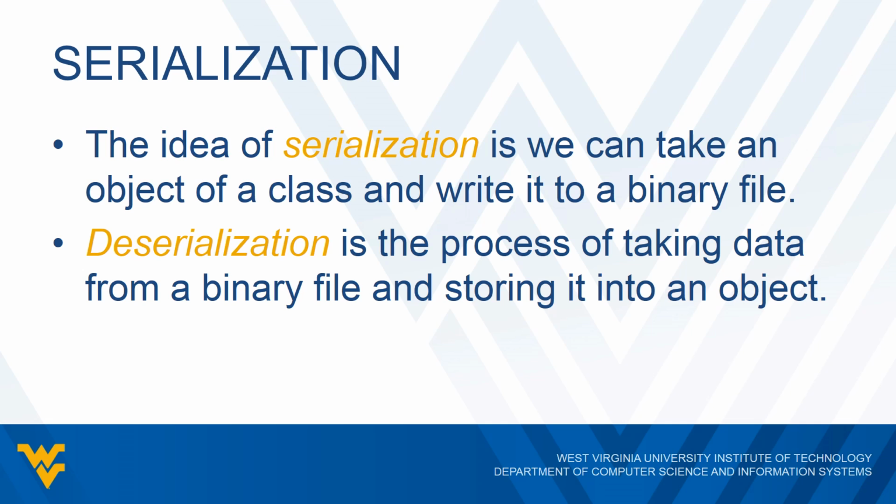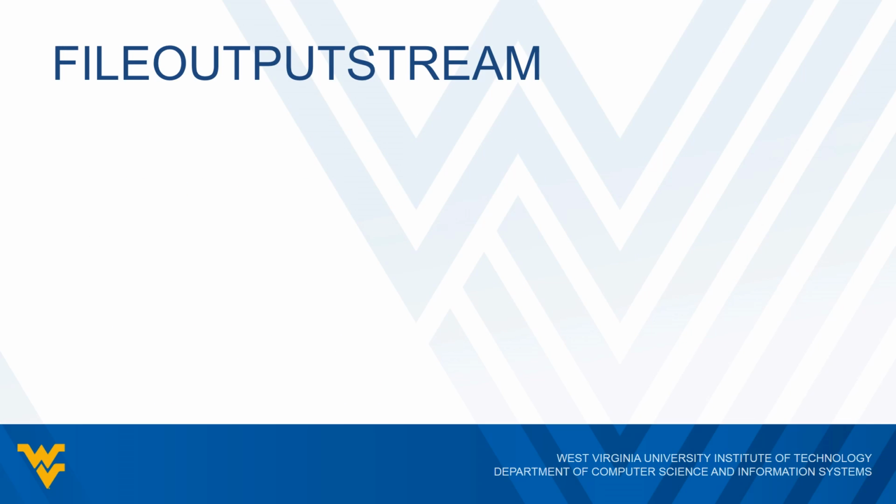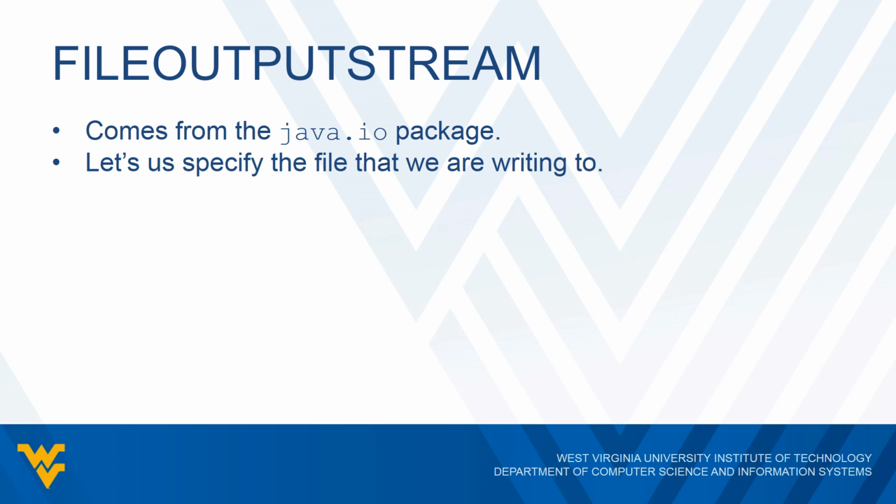So how do we actually serialize an object? Well, we're going to need some additional classes to make this work. The first class we're going to take a look at is called the file output stream. What we're going to find is this is very similar to our print writer class. The only difference is we're writing to a binary file instead of writing to a text file or a sequential file. Now, just like all of the other file IO classes, this does come from the java.io package. So we do need to make sure that we import this package in order to use the file output stream class. And all this class really does for us is it specifies the file that we want to write to, in this case, a binary file.